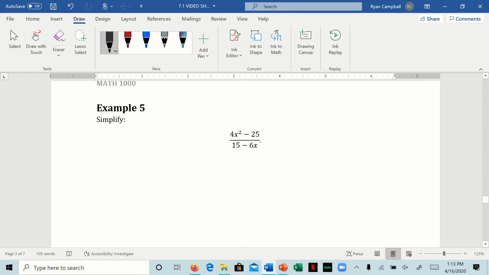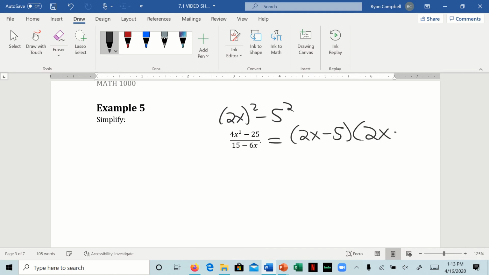All right, number 5. So for the first one, for the top, we can see that this is another difference of squares. So we get 2x squared minus 5 squared. So we get 2x minus 5 and 2x plus 5. On the bottom, we can see that there is a common factor of 3. So you can take out a 3, and it is 5 minus 2x.